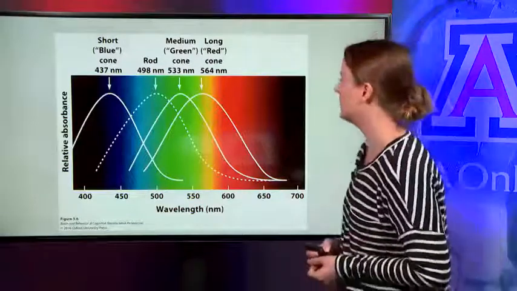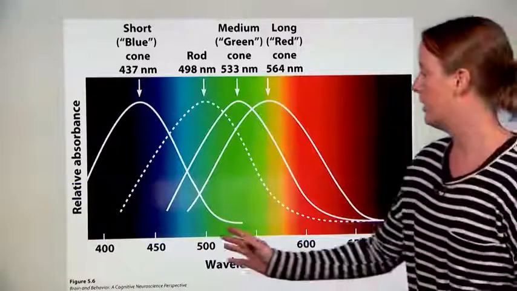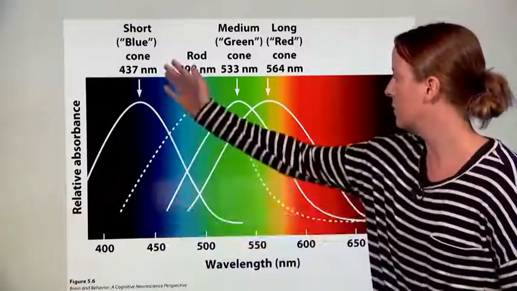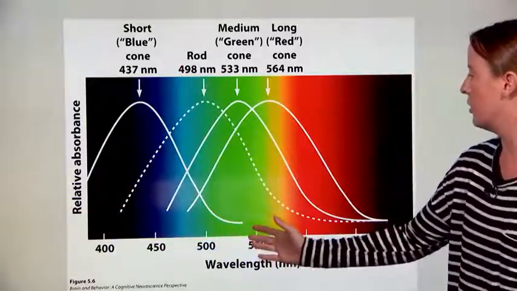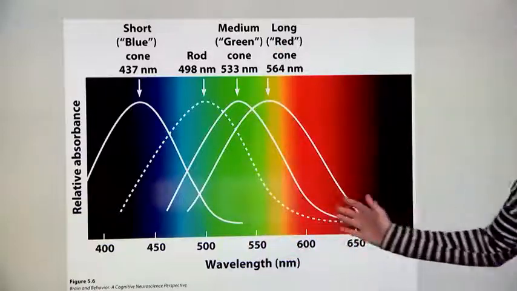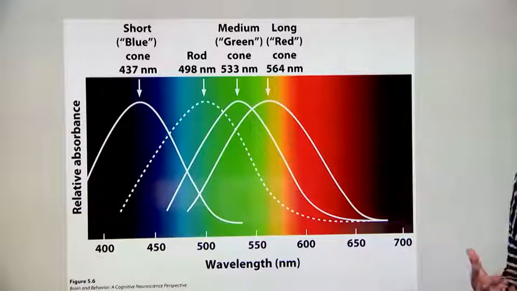So here we have an image just showing you the different wavelengths of light, and we're looking at the spectral sensitivity of the various cells. Short wavelengths of light tend to be perceived as blue, and as we get into more medium-sized wavelengths, the rods and cones that pick that information up are more in the green area, and longer wavelengths of light are perceived as red. This is an important figure to understand.